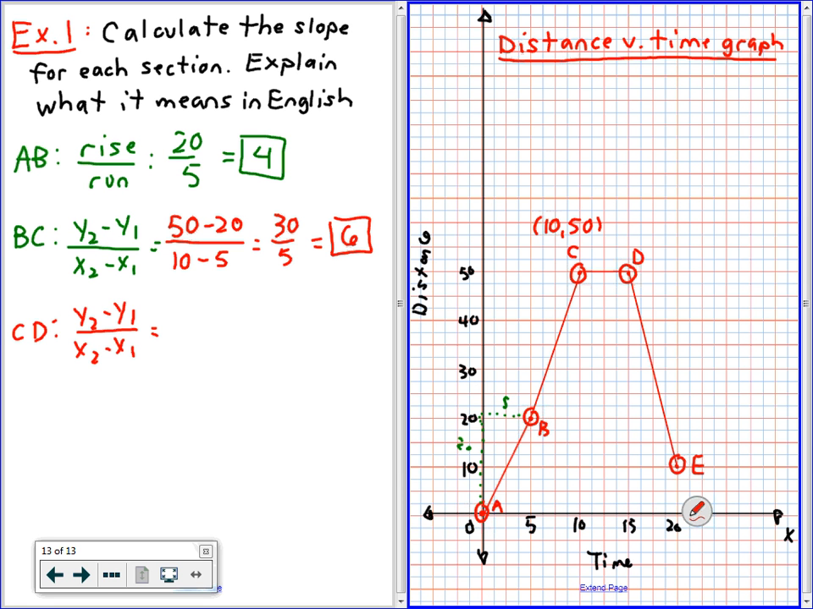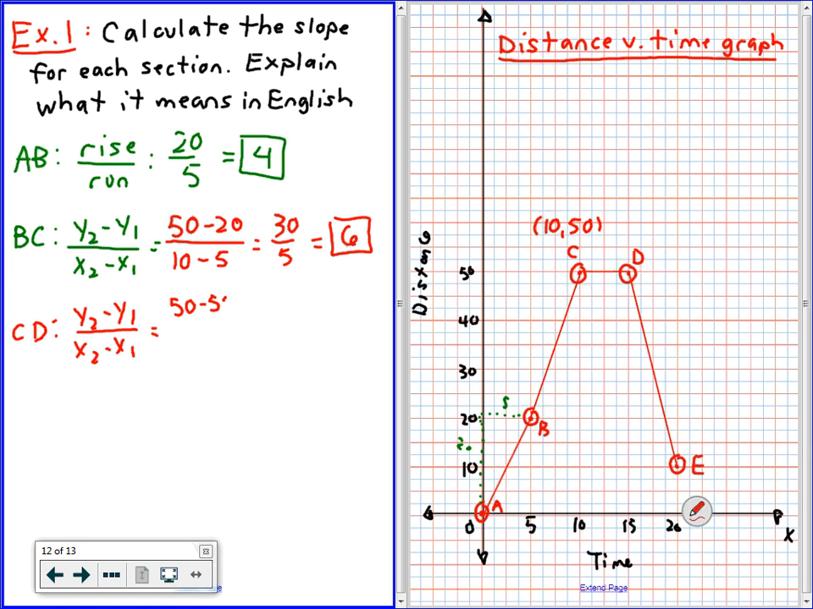Okay. y2 minus y1, that's going to be 50 minus 50, all over 15 minus 10, and that's 0 over 5, and that's 0. Why does it make sense that this is 0 without even doing any calculations? There's no rise, it's a horizontal line.